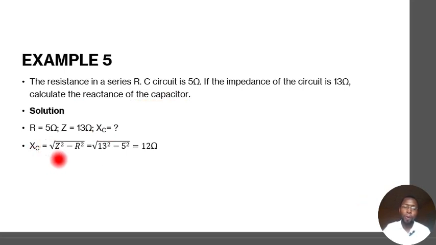So XC by formula is the square root of the square of impedance minus the square of resistance. That is the square root of 13 squared minus 5 squared. Simplifying this, the capacitive reactance will be 12 ohms.